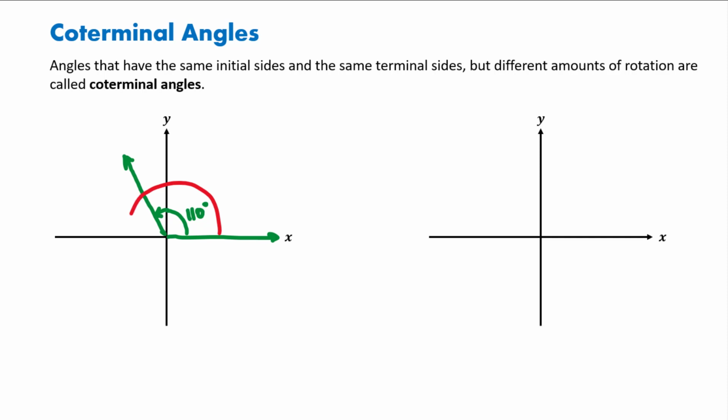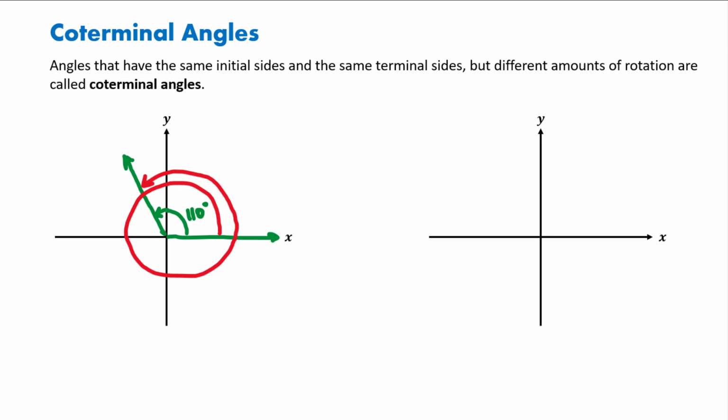I'm going to keep rotating. So now I'm at 360, but I'll keep going because remember I have to reach the same terminal side. So I'll go all the way to here. So what I just showed in red is the angle that has the same initial side and the same terminal side. So it's going to be coterminal with my original angle, 110 degrees.